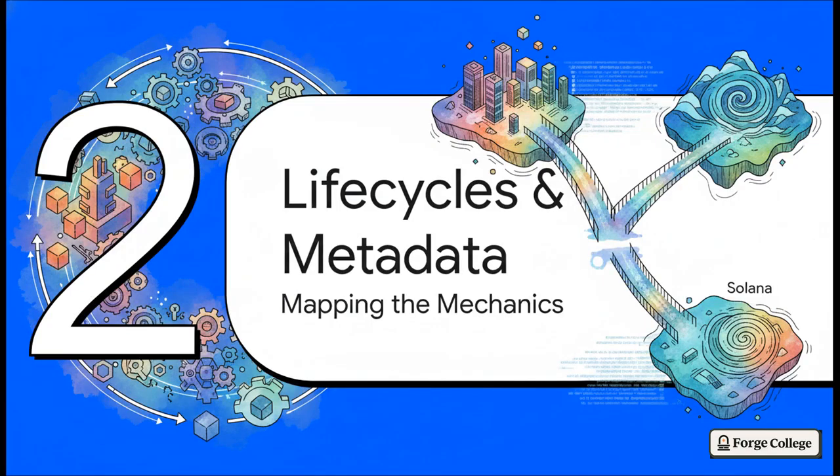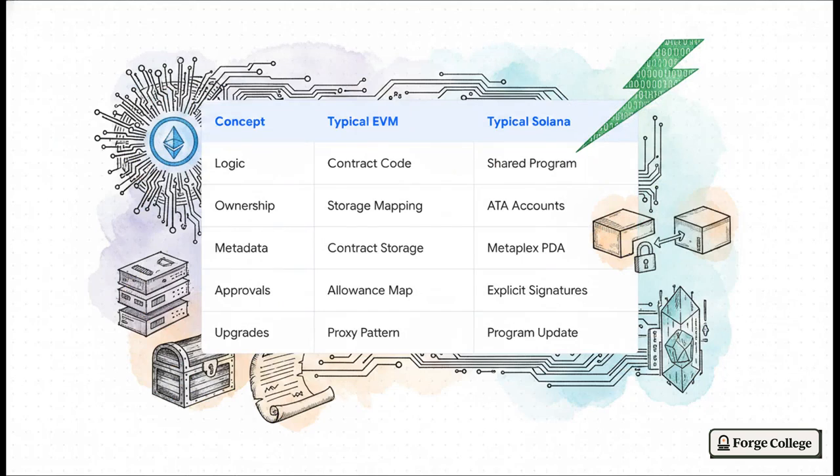Moving on to Section 2, Life Cycles and Metadata, Mapping the Mechanics. Now that we understand the high-level philosophy, let's look at how specific mechanics actually translate. On the EVM, your logic lives right there at the token address. On Solana, it's a shared program binary. For ownership, Ethereum just uses a contract mapping, literally a list inside the contract saying, wallet X owns 5 tokens. But Solana uses completely separate associated token accounts, or ATAs.